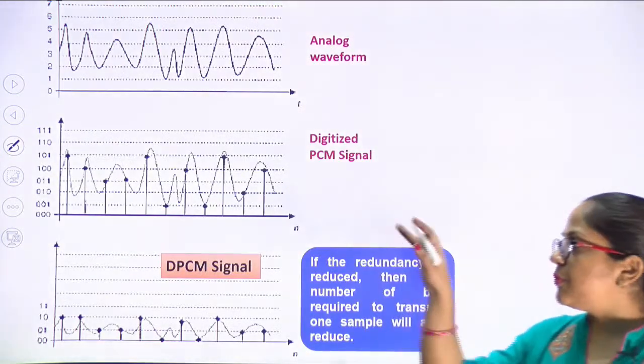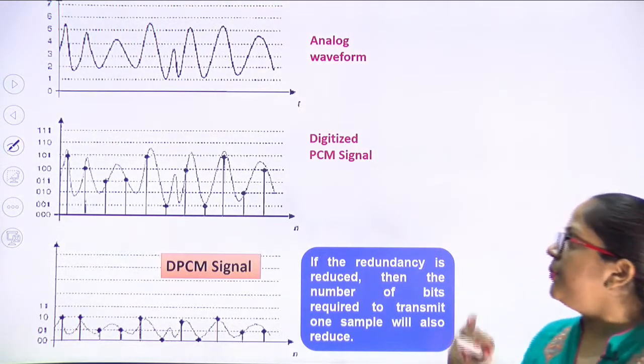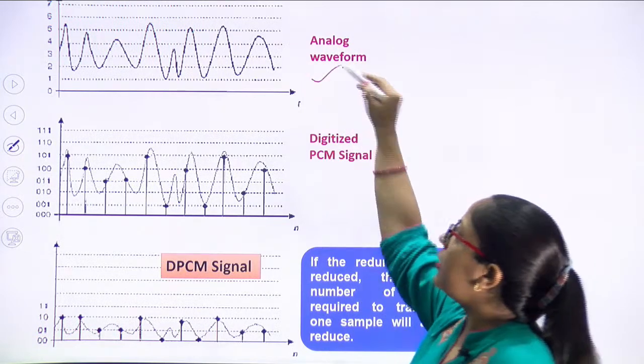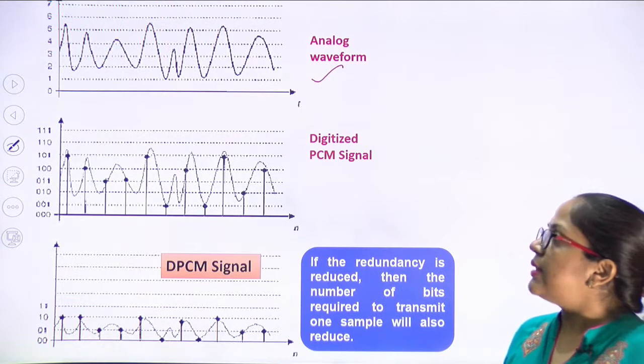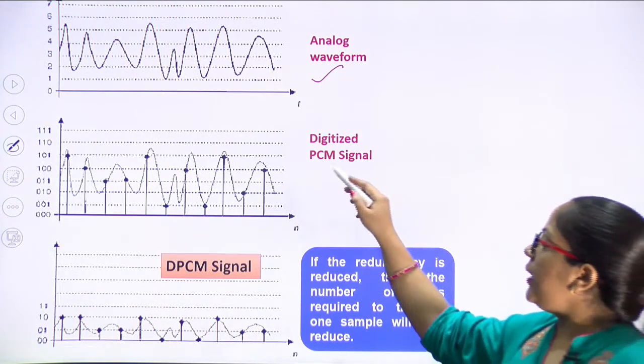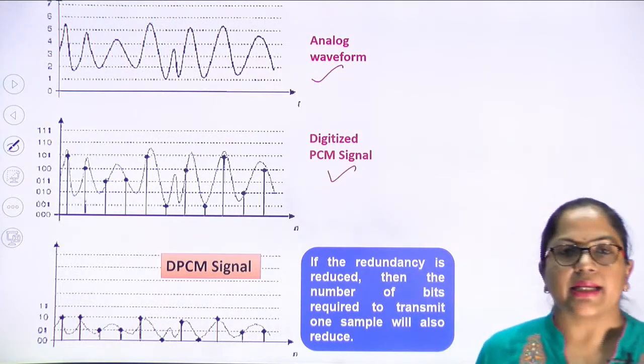Let us understand this process with the help of one more graph. Here we have our original analog information that we want to digitize and transmit. Here we have the digitized PCM signal.